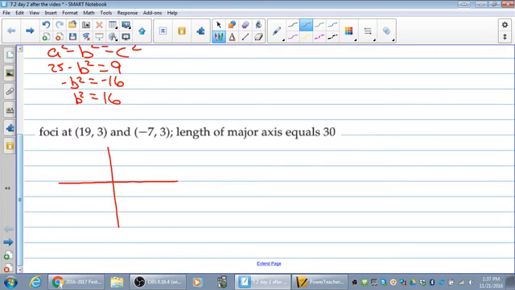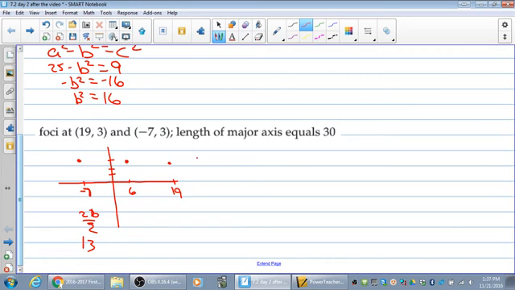So we have 19, 3. So let's put 19 over here, 3 there. -7, 3 is the other focal point. So let's put -7 here, and there's the point. Now there's a distance of 26 from -7 to 19. That means the center will be 13 away from either one. So if we go 13 away from 19, 26 divided by 2, we got 13, right? 13 away from either one. So we're sitting at 6.